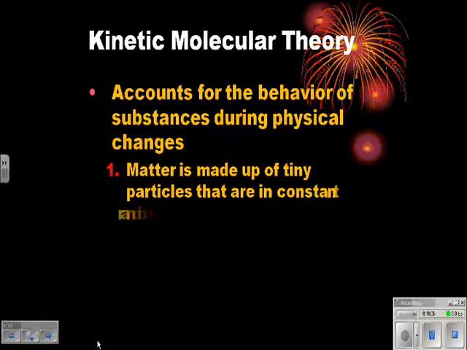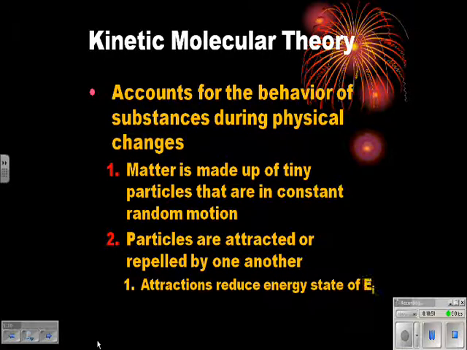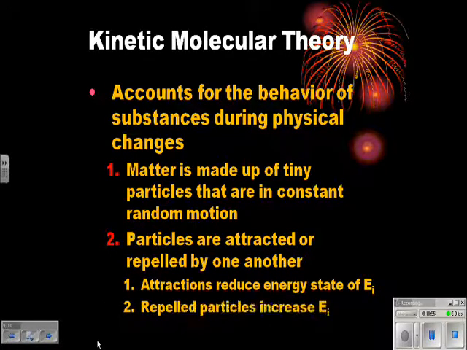Kinetic molecular theory says that matter is made up of tiny particles that are in constant random motion. Okay, that's a basic part of kinetic molecular theory. The second part says particles are attracted or repelled to one another, and those attractions and repulsions we can talk about in terms of EI, and we will talk about them in terms of EI. So that interaction energy we talked about.